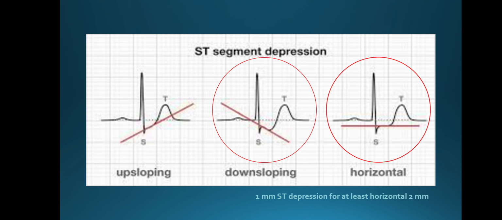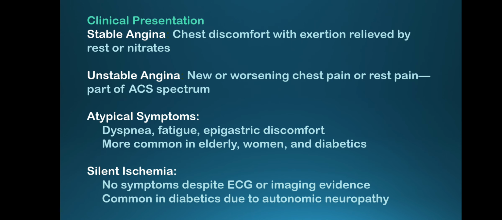Here we see three ECG waves. The first one is ST segment depression, but it is upsloping. The second one is downsloping ST segment depression. The third one is horizontal ST segment depression. The first one, the upsloping ST depression, is not so significant for ischemic heart disease, but the downsloping and horizontal depressions are characteristic for ischemic heart disease. We also know that 1 millimeter ST depression lasting at least 2 millimeters horizontally is significant.